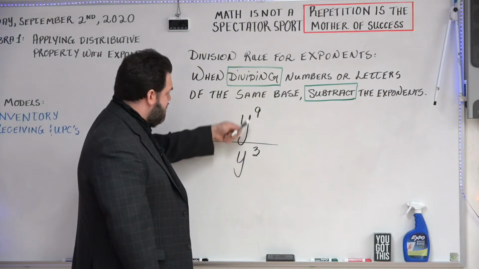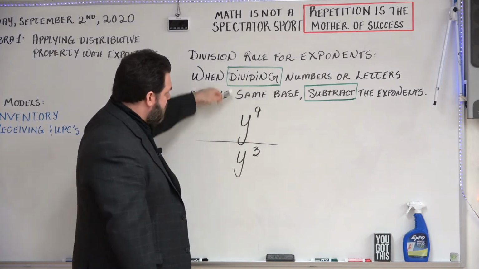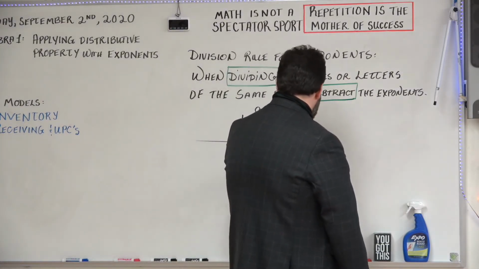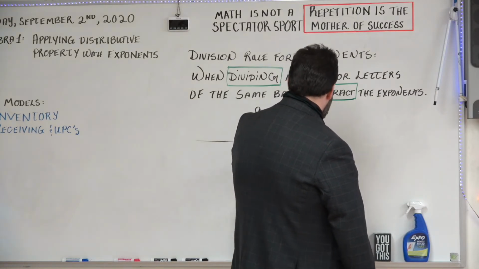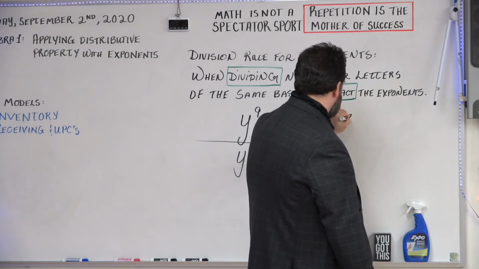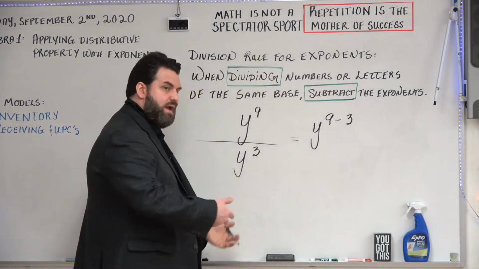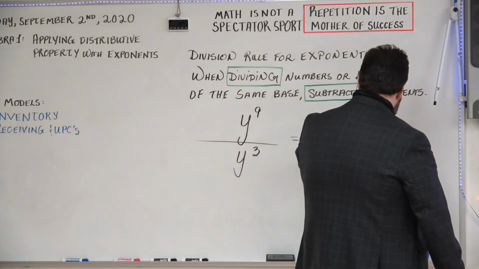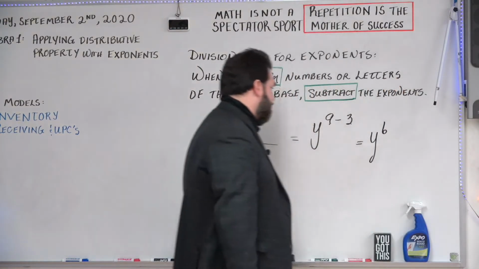Well, the bases are the same. We're dividing. Let's subtract the exponents. So we're going to write y to the power of 9 minus 3. Well, 9 minus 3 is 6. So the answer is y to the 6th power. Okay?